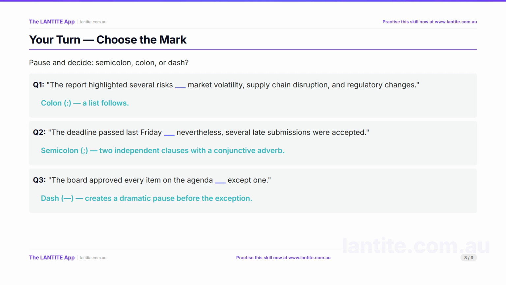Question 3. The board approved every item on the agenda — except one. There is a dramatic reveal. The dash creates that pause before the surprise. All 3 are correct, but could a full stop work in any of these? Yes. In question 2, you could use a full stop instead. That is always a valid option when you have 2 independent clauses.